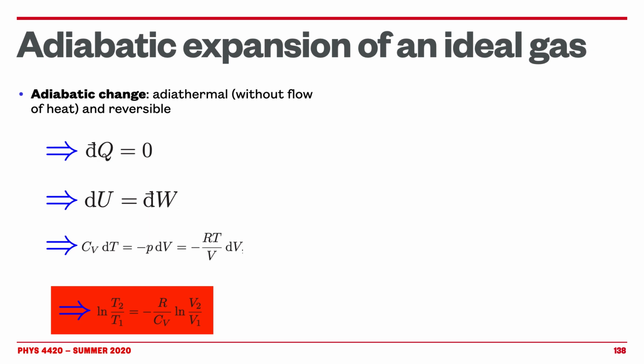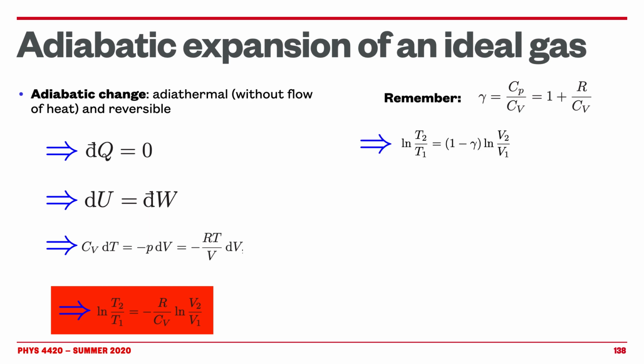We don't like to use Cv there. I mean, maybe we can do something different. Remember that we introduced the adiabatic index being 1 plus R over Cv, right? That means that I can replace R over Cv in the red box by gamma minus 1, right? So since there is a minus sign in front, it's going to be 1 minus gamma. So we get a logarithm of T2 over T1 is equal to 1 minus gamma ln V2 over V1. Remember, gamma for an ideal gas is going to be 5/3. But let's not worry too much about that just yet. Let's keep gamma right now, since it can change values if it's not an ideal gas.